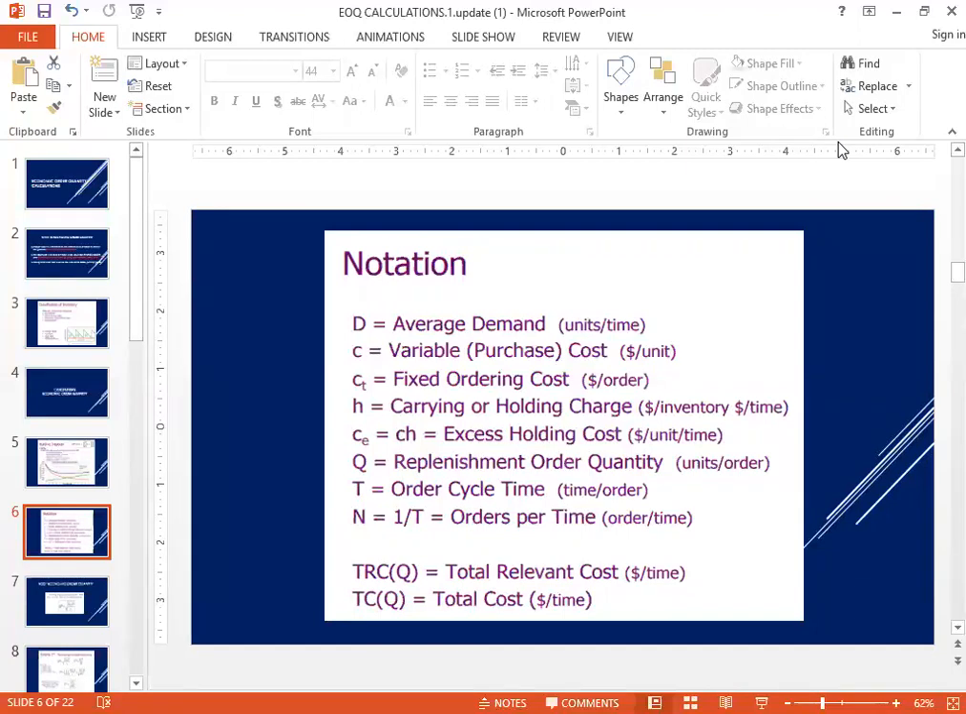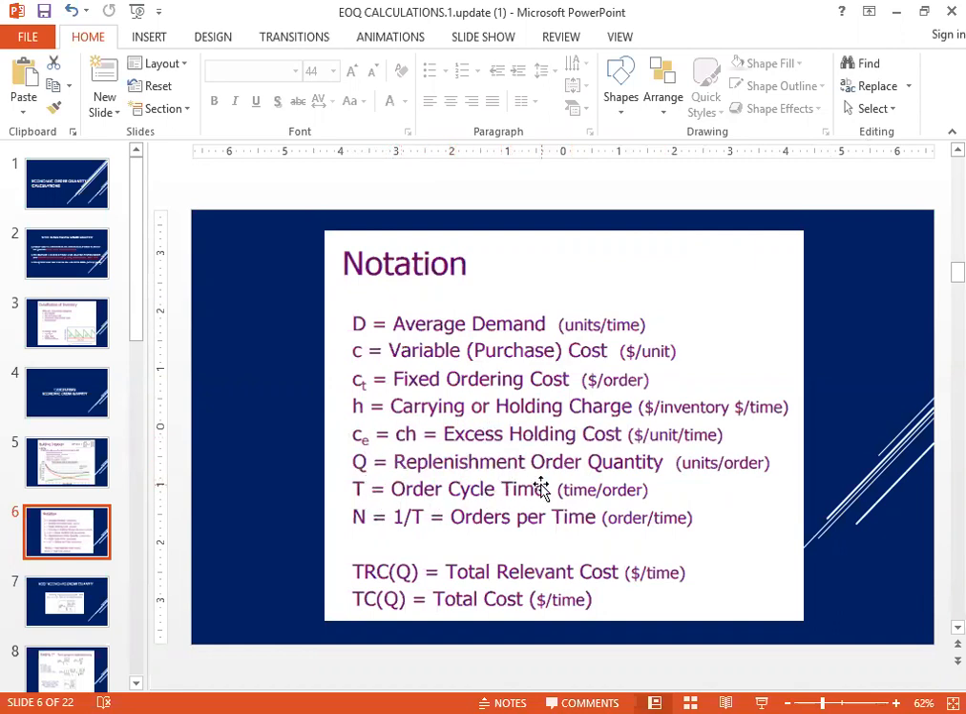CE, now this is very important. CE is taking C, the variable purchase cost, and multiplying it by H, the carrying or holding percentage. And this basically gives you the excess holding cost. Next is Q, and Q stands for EOQ. So just remember that Q is EOQ.